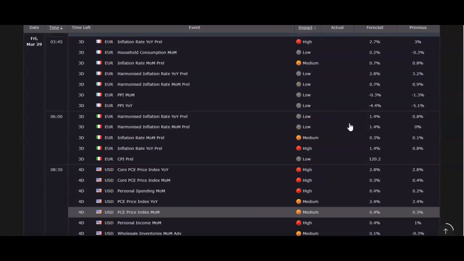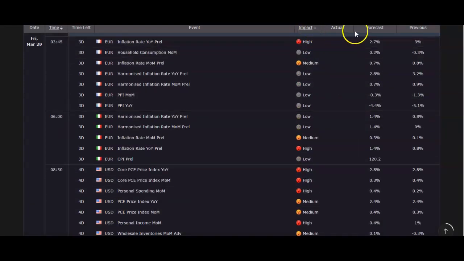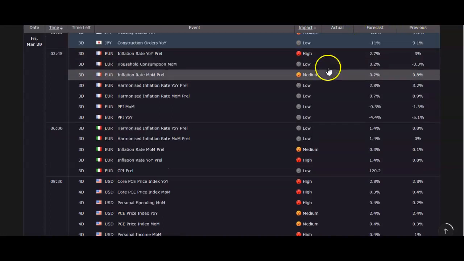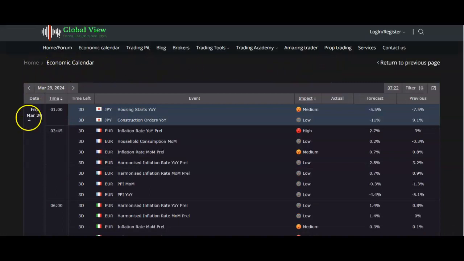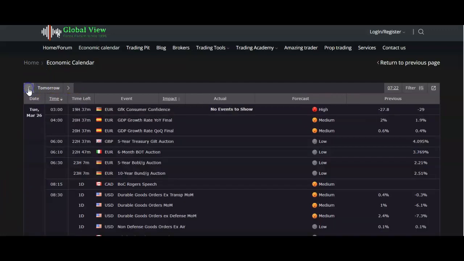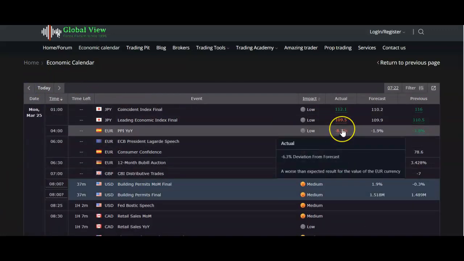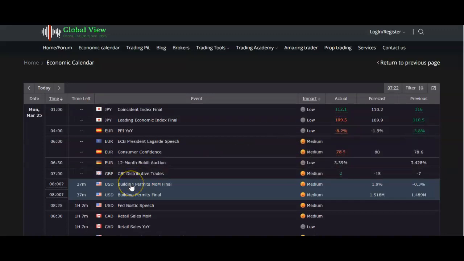So just to sum up, you know what the impact is. You know what the market forecast is, the consensus, what it was previous. And if you go back till today, after a number comes out, the actual number will be shown in this economic calendar. So that's how you use the calendar to at least prepare yourself for a key data event.